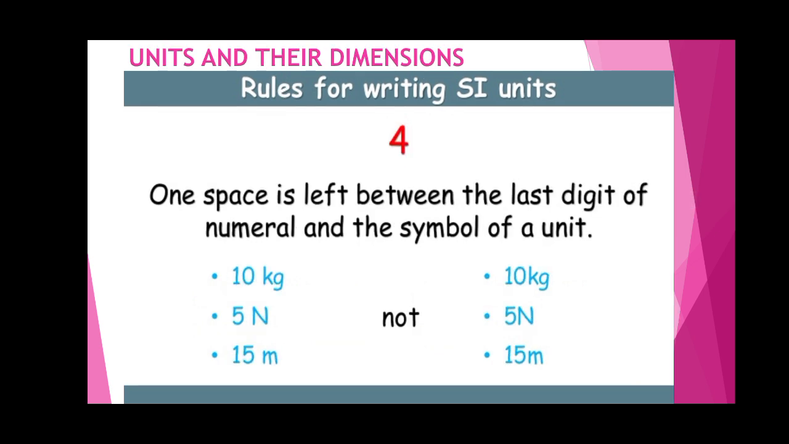One space is left between the last digit of the numeral and the symbol of a unit. 10 kilogram means the numeral 10, then a space, and kg. 5 newton means the numeral 5, then a space, then capital N. It should not be written continuously without space, as it is shown here.